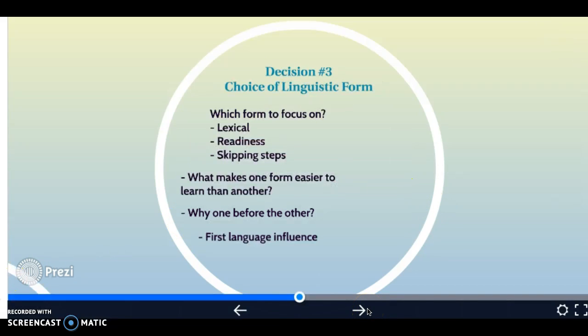Decision number 3, choice of linguistic form. The same instruction should not be applied to all forms, including focus on form. Focus on form includes lexical grammar, higher level of organizational principles, and rules of normative patterns. In addition, language use beyond sentence level. The best approach of lexical learning is extensive reading, says Krashen. In contradiction, Paribach and Wesche and Zimmerman.